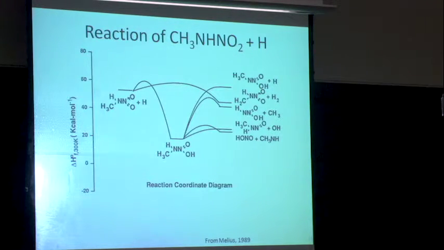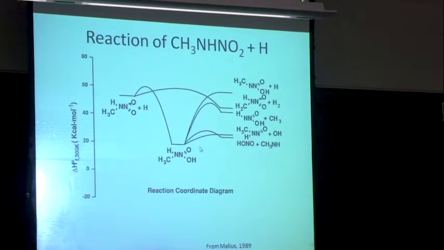Okay, I mentioned the autocatalyst reaction. Again, these are simple abstraction reactions or addition reactions. So here's methyl nitramine again, and suppose I have a reaction with a hydrogen atom. If it's an addition reaction, I can form an adduct as shown here where the H atom's been added to the oxygen, and I have a structure that looks like this.